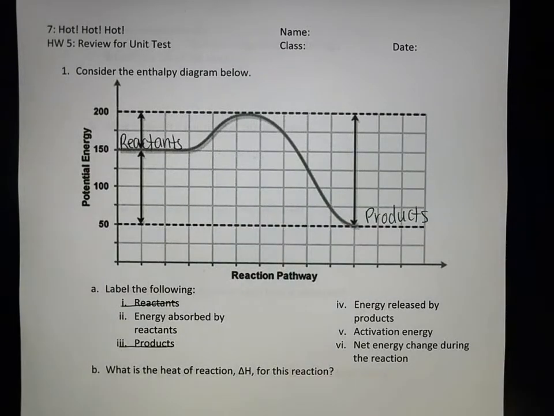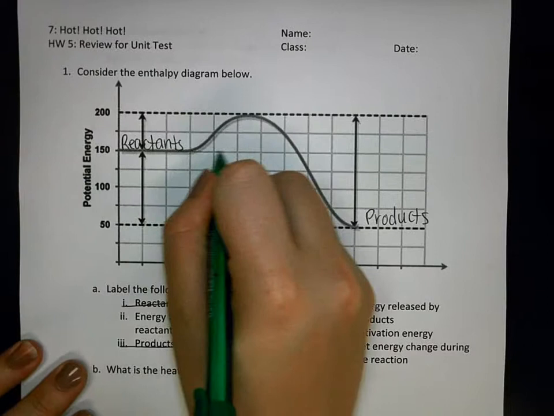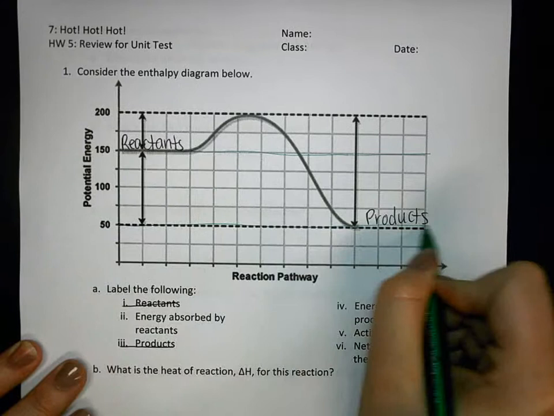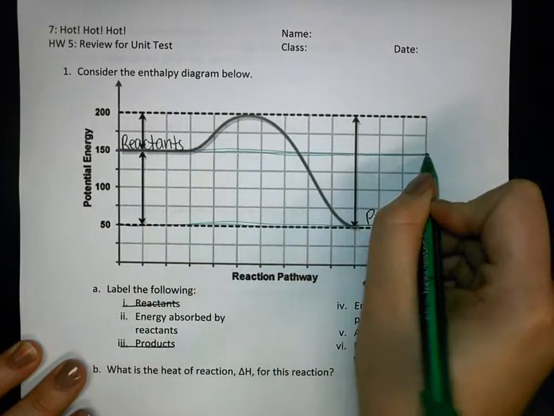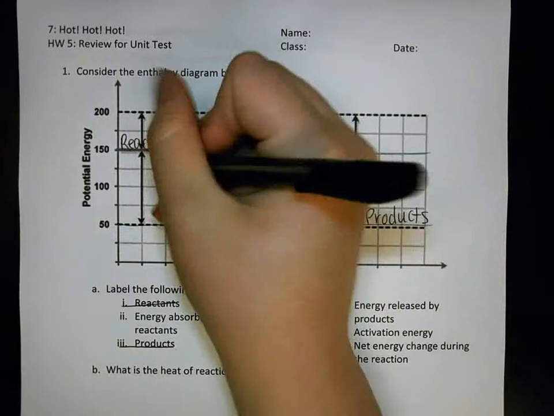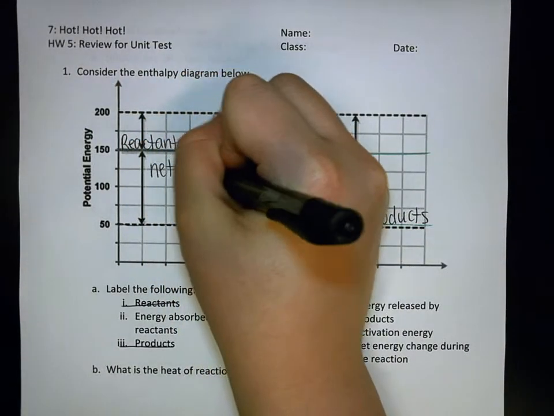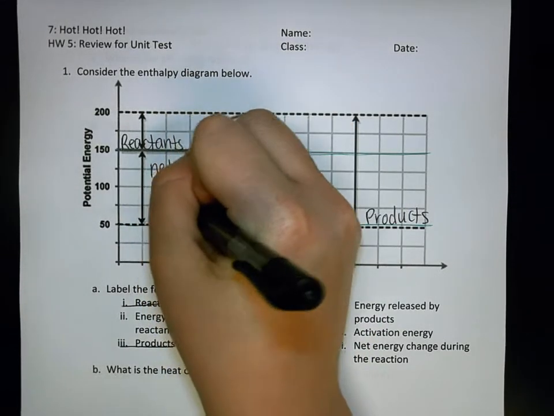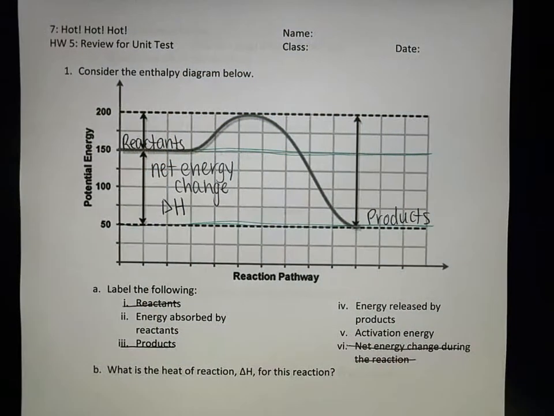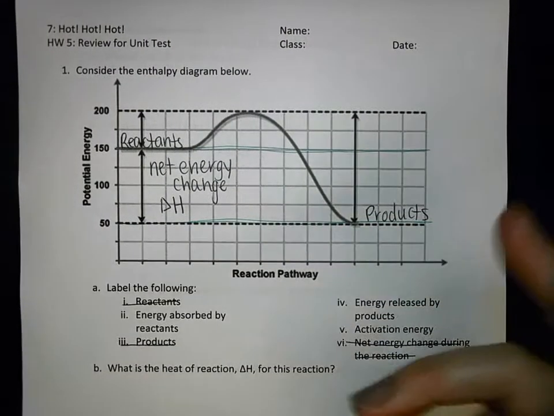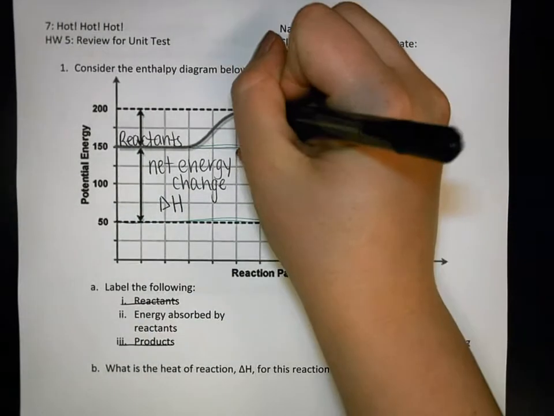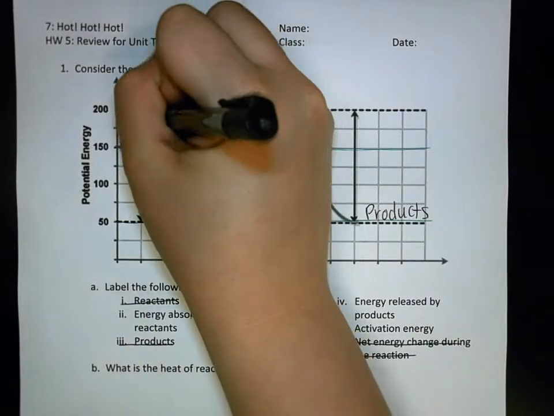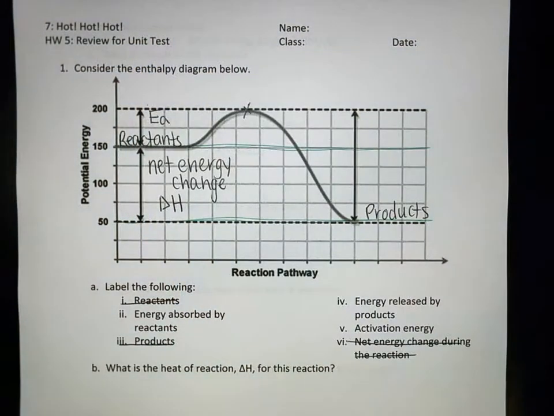So first, let's start with the net energy change during the reaction. So my reactants are at 150 and my products are at 50. So the difference between these two is going to be my energy change. You know this as delta H. Activation energy is how much energy the reactants need to absorb to get to the top of this hill. So reactants to the top of the hill, this line represents activation energy. We abbreviate that as EA.